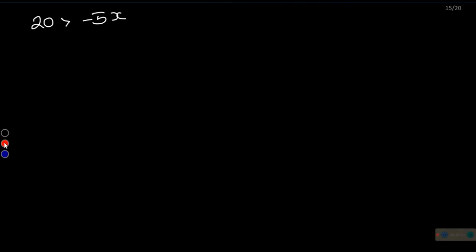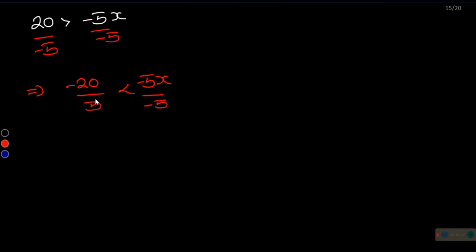So what we need to do is to divide both sides by minus 5, and remember that when you are dividing both sides by a negative number, the sign will change. So this is minus 5x over minus 5. The sign changes, so this is 4. Minus goes into minus, and 5 and 5 we have 1. So this is minus 4 less than x, which is the same thing as x greater than minus 4.